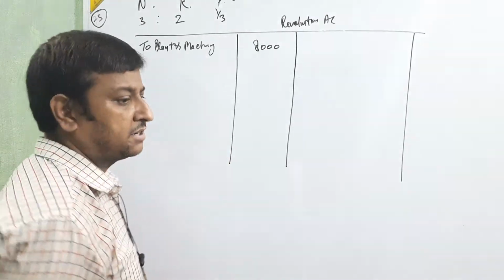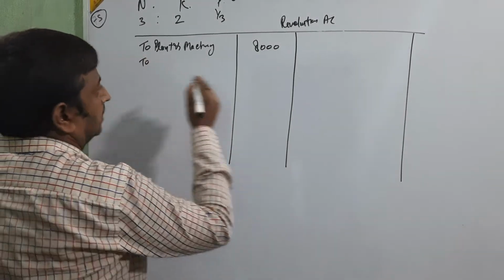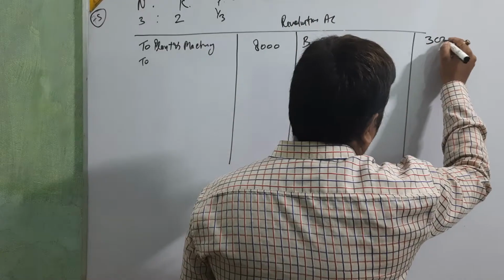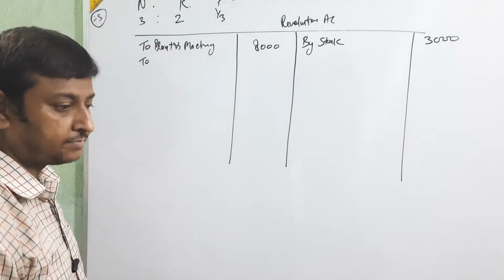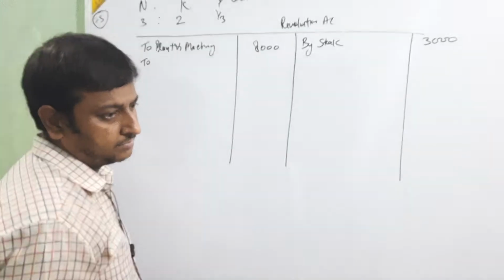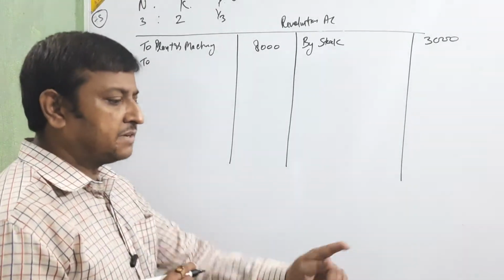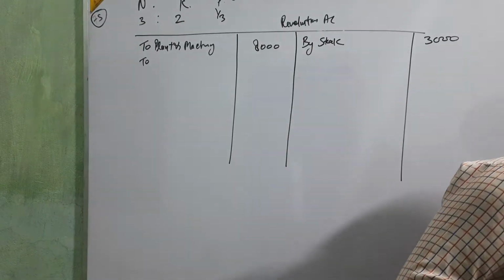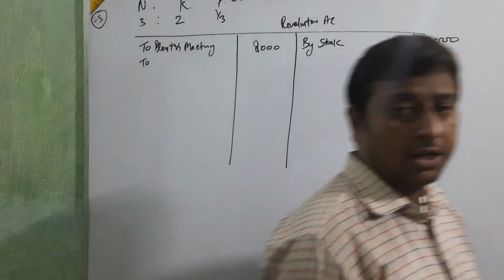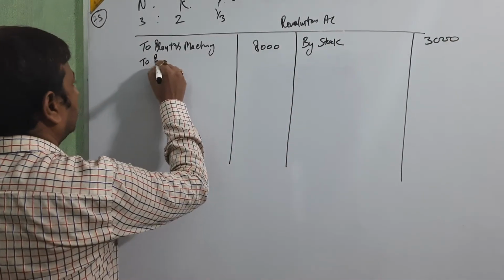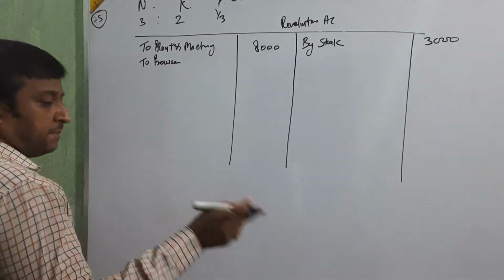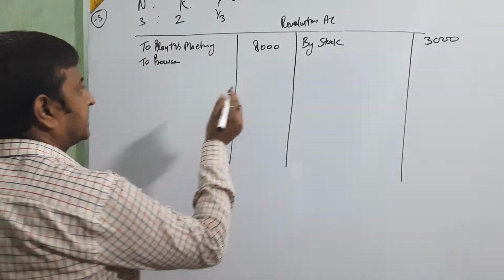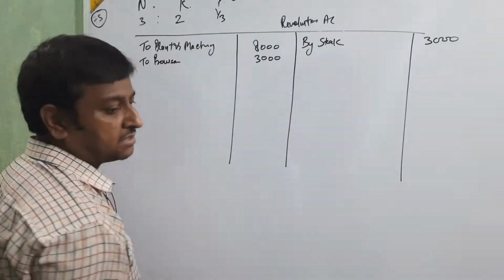Next, stock to be increased by 3,000. Stock increase means which side? It means credit side. Next, bad debts provision has to be created at 5%. Is an old provision given in the balance sheet? No provision is given, so it is a new provision. 5% on debtors, and the debtor amount is 60,000. 5% means 3,000.